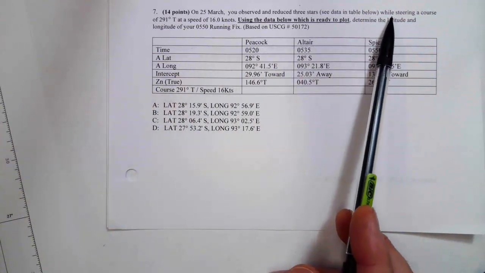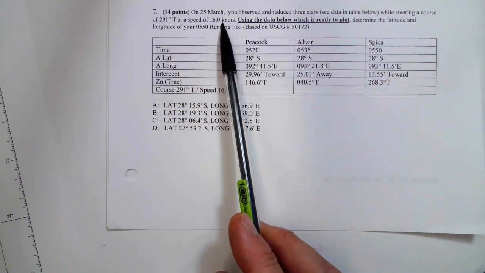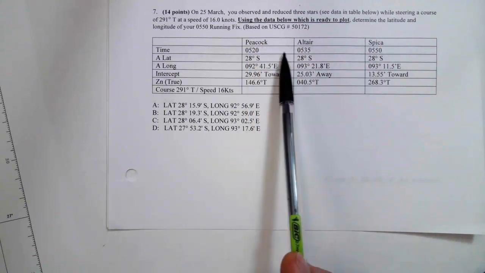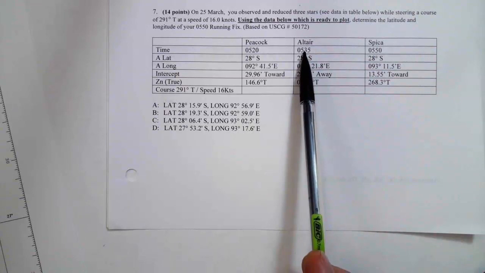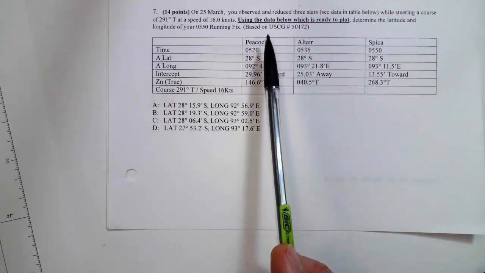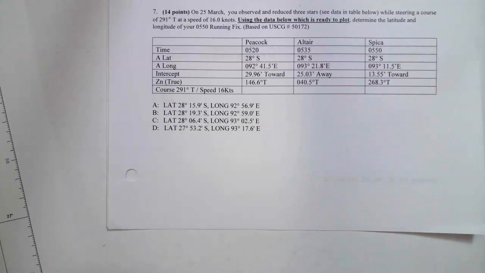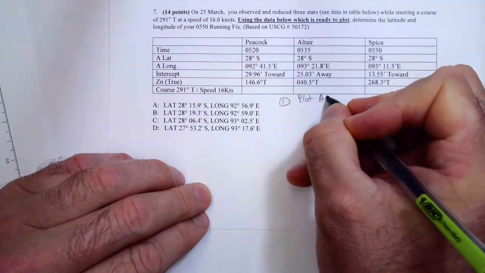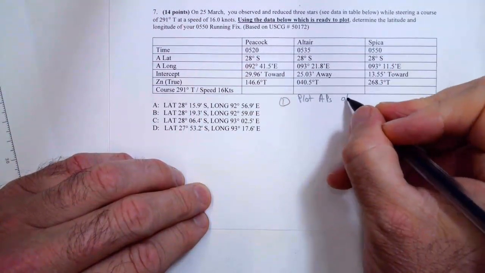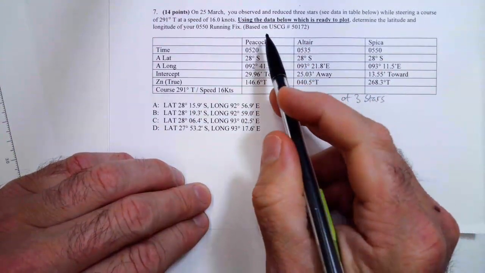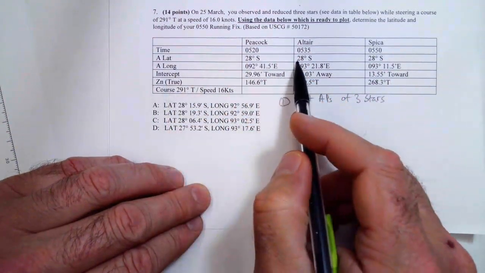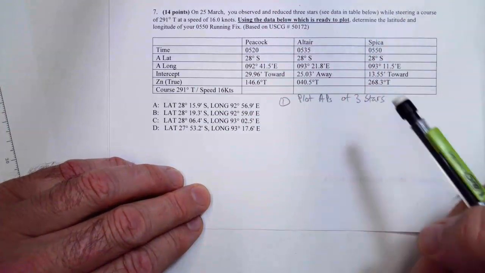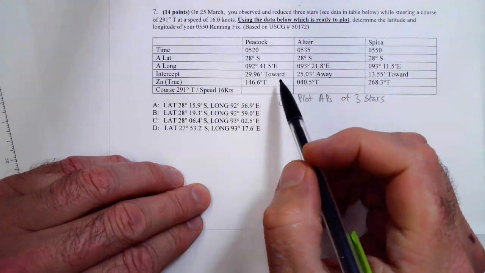So you're going to use this data here while steering on a course of 291 at a speed of 16 knots. That's important because we're going to have to advance Peacock and Altair to the time of Spica. So 0520 to 0550 and 0535 to 0550. Then what we're going to do is plot the APs of the 3 stars. That is going to be the assumed latitude and assumed longitude. They're all 28 south. I have to be careful because I'm in south latitudes, so I have to make sure my numbers are getting bigger going down, going south. And so I'm going to do that.